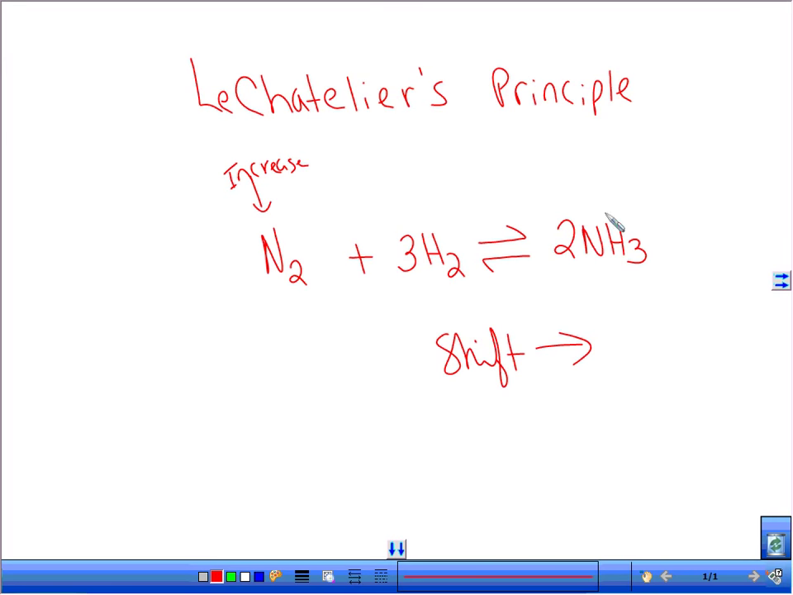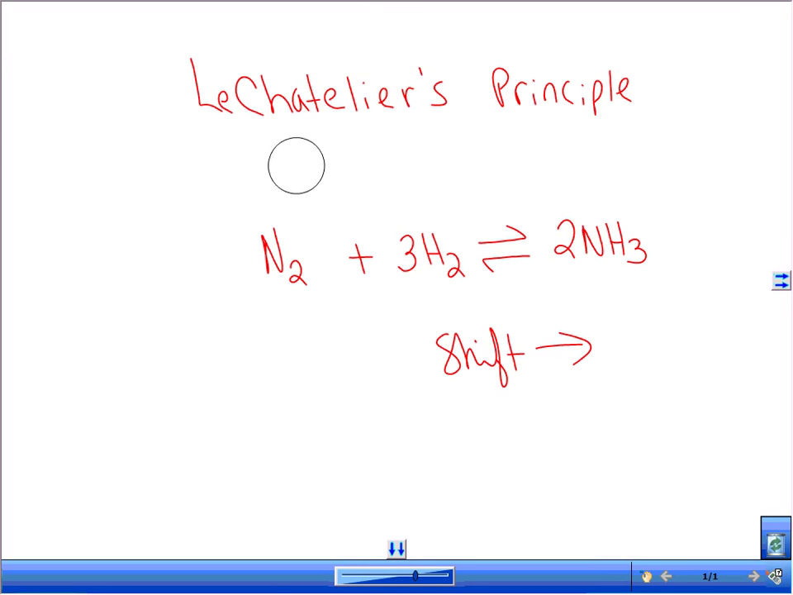When it shifts to the right, you're going to be making more ammonia, and you'll be losing H2 because this H2 will be reacting with the N2. So if I were to increase N2, it's going to react with H2, so H2 is going to go down, and NH3 is going to increase because we're shifting right, we would say.